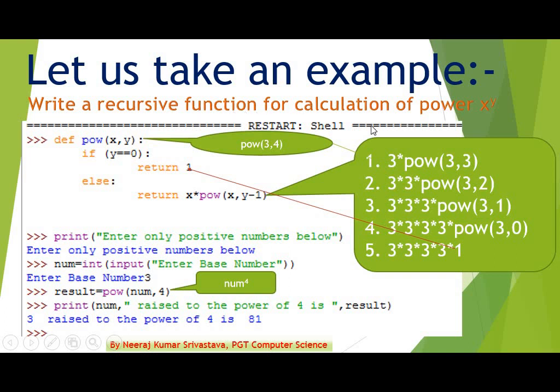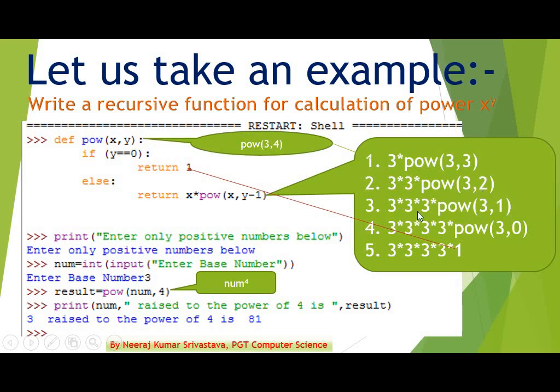Another function is power x, y. This is x comma y, this is the base condition, and this is the recursion call. If you pass 3 comma 4, it is 3 into power 3 comma 3, where y minus 1 is 3. Now again, in place of this function we can write 3 into 3 into power 3 comma 2.